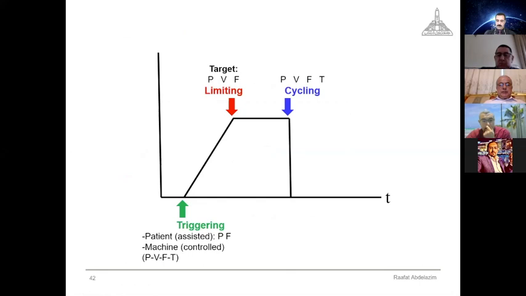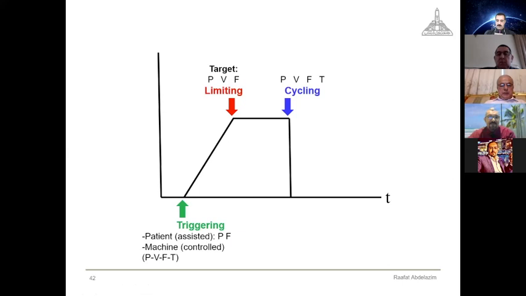The ventilation cycle passes into three parts: the triggering, limiting, and cycling. Triggering means what initiates the ventilation stroke. If the patient is spontaneously breathing, he will be the one to initiate or trigger, and this depends on flow or pressure from the patient's effort. The patient himself will trigger the ventilation cycle, and we will adjust the mode according to different factors.